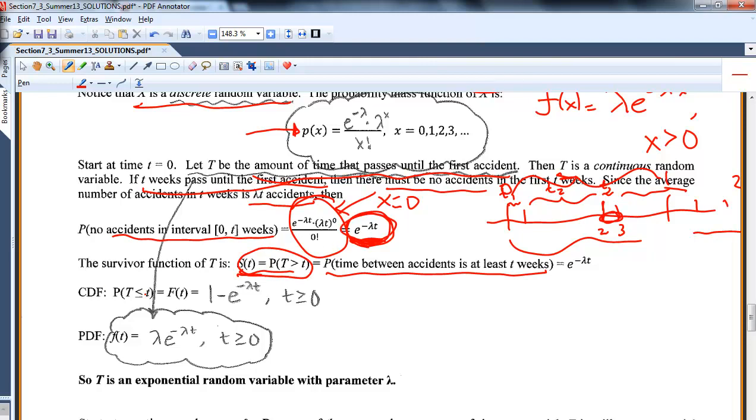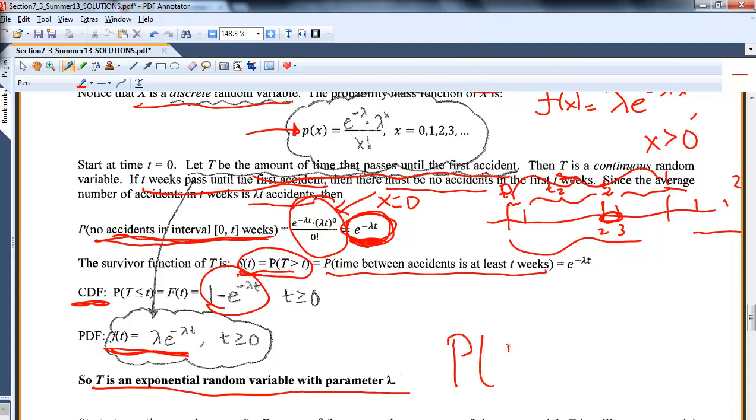Again, if you take the CDF, this is just 1 minus that, and then if we take the derivative, we get f of t. So what we're showing is if t is an exponential random variable with parameter lambda, then that's the time between accidents. So the probability that no accidents occur in the interval 0 to t is the same thing as the probability that the time it takes for the first accident is bigger than t.